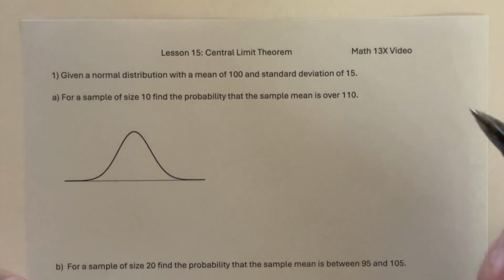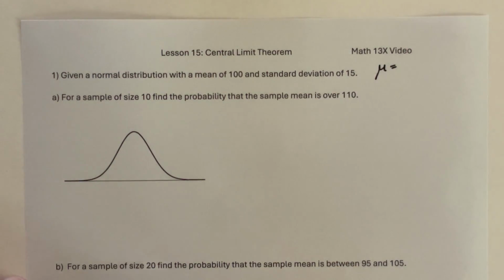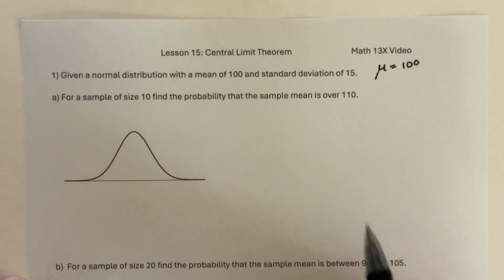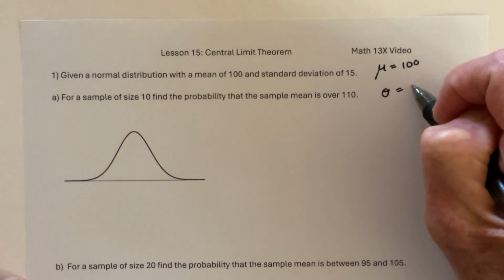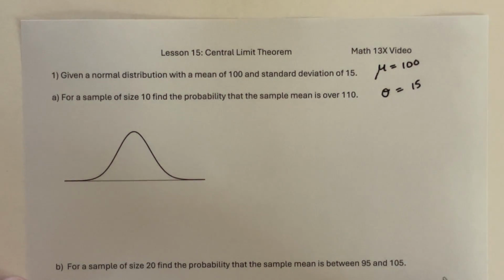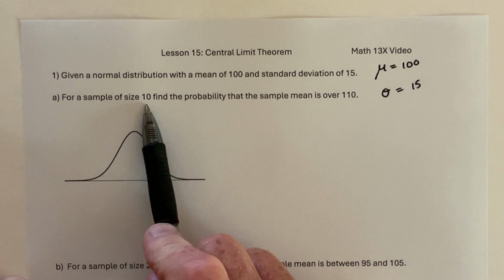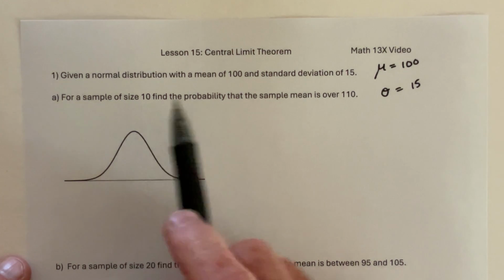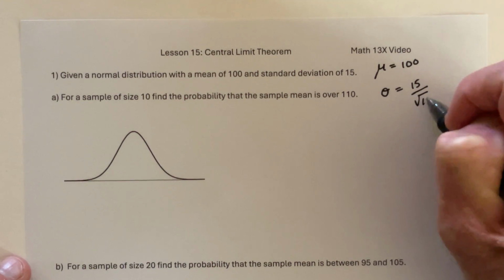And basically what it says is you have the mean. So we've got a mean of 100. We've got a standard deviation of 15. Then when the central limit theorem applies, that's when you've got a group of size n. So here we've got a group of size 10. That means that the standard deviation needs to be divided by the square root of 10.